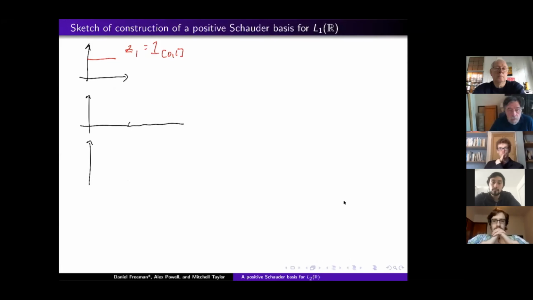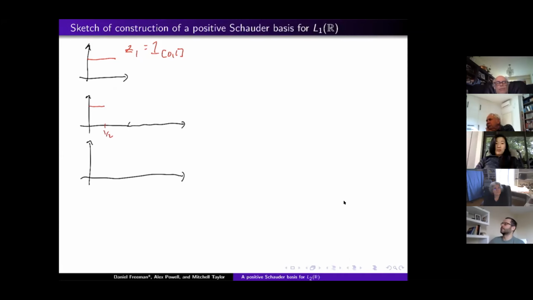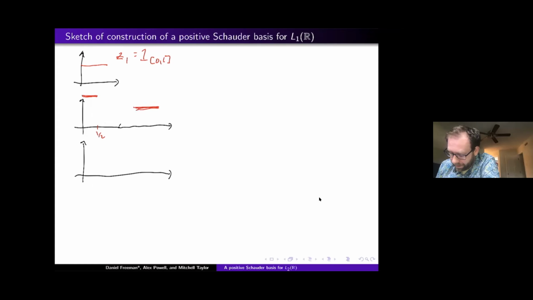I want to give myself a little bit more room. So Z2 is, actually, let's make it a little bit bigger. So let's say it's 2 on the interval 0 to 1/2. And then I'm going to put a piece outside of the interval 0 to 1. And so this will be Z2. And for Z3, I'm going to make it 2 on the interval 1/2 to 1, and then make it the same as Z2 out here.